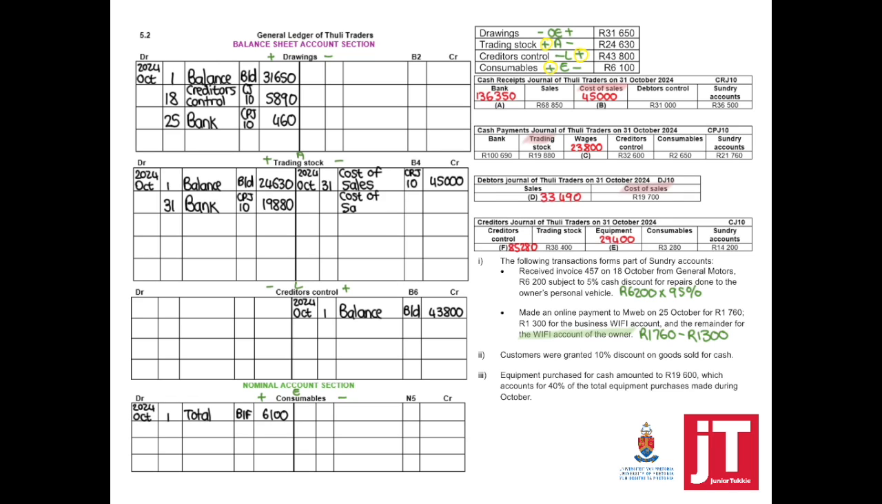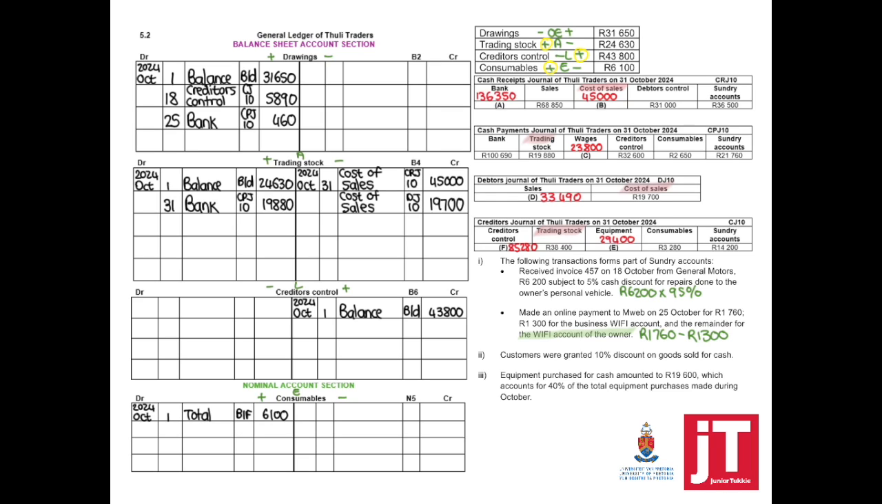From the debtors journal, it means that trading stock was sold. So our trading stock is going to decrease. Our details, which is our contra account, is cost of sales from the debtors journal, 19,700.